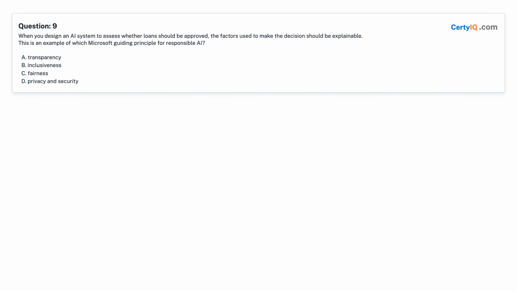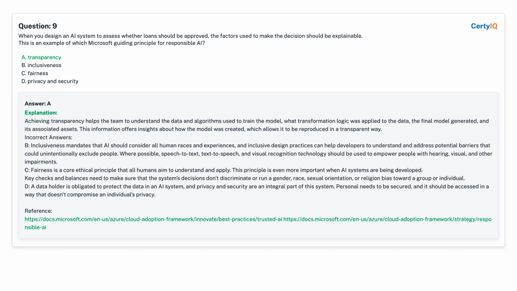Question 9. When you design a system to assess whether loans should be approved, the factors used to make the decision should be explainable. This is an example of which Microsoft guiding principle for responsible AI? A. Transparency. B. Inclusiveness. C. Fairness. D. Privacy and security. Answer is A.